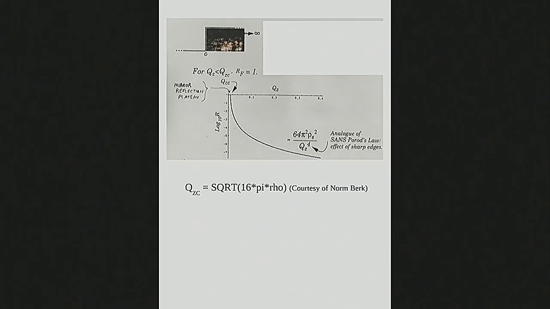Here's an example of just a semi-infinite potential, like the stage. Pretend the stage extends infinitely down into the ground, and I reflect neutrons from it. Well, up to a certain critical angle, all of the neutrons are reflected back. And the critical angle is given by this expression. But after that, the reflectivity falls off like a rock. It goes off as 1 over q to the fourth, and it falls off very, very quickly. This is analogous to the Porod law for scattering in that situation.